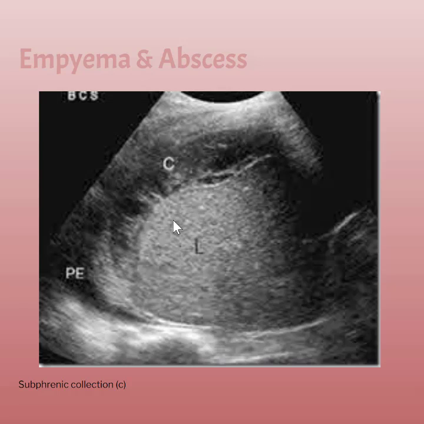So again, anywhere that fluid can collect in the peritoneum, in the cul-de-sac, in the anterior cul-de-sac, in the subphrenic spaces, in Morrison's pouch, in the gutters, anywhere that fluid can collect, an abscess can form.